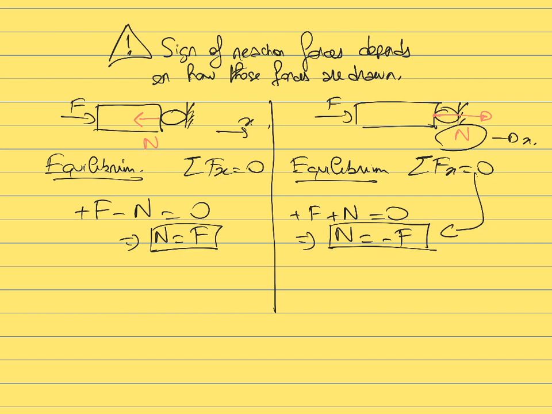So now the last question is, in one case we find that N is equal to plus F, and in the other case we find that N is equal to minus F. So does it mean that the system is behaving differently or not? Actually, the system is still behaving always in the same way, right?